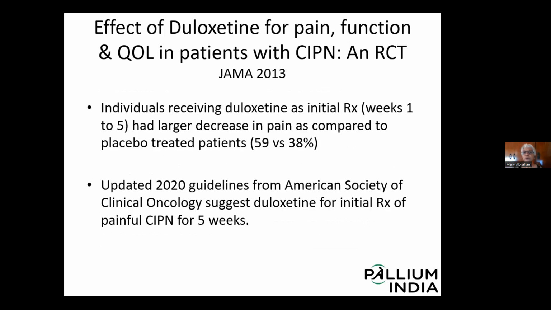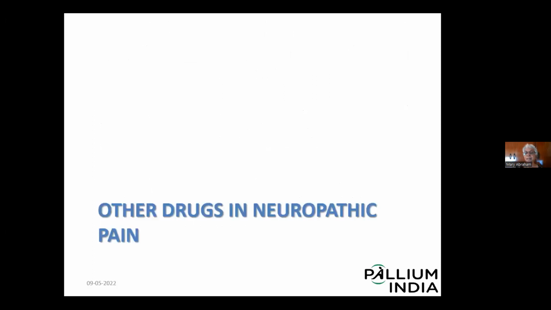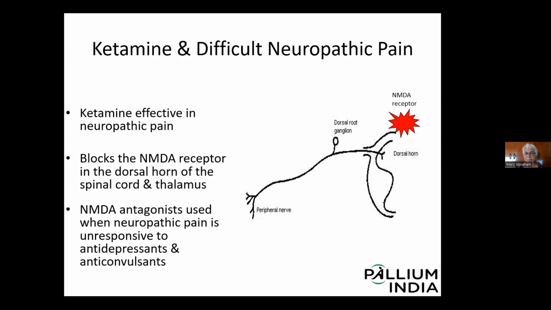Now, what is the role of duloxetine in patients with neuropathic pain, that is, chemotherapy-induced neuropathic pain, CIPN? So this was a study in 2013, and they found that those receiving duloxetine as initial treatment in weeks 1 to 5 had a larger decrease of pain as compared to the placebo-treated patients. And so in the updated 2020 guidelines, they have suggested duloxetine for the initial treatment of painful chemotherapy-induced neuropathy for 5 weeks. The other drugs used in neuropathic pain are ketamine.